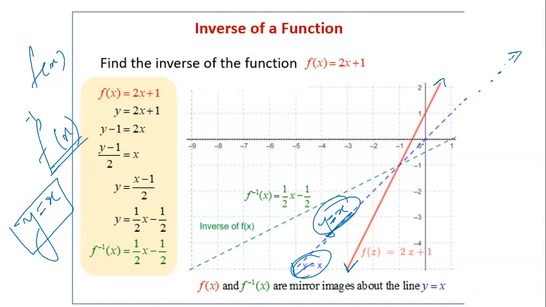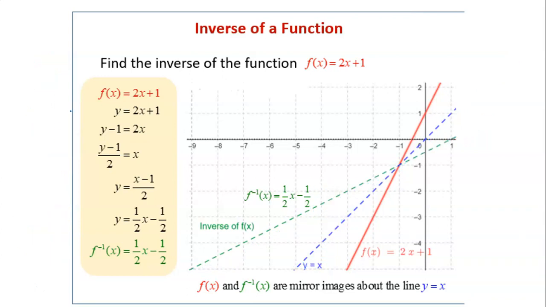Now, the inverse function would be the image of this red line in the line y equals x. This is y equals x, and the image of this part is this part. The angles would be the same over here, and for this part the image would be this for the inverse function. Okay children, I hope this is clear.